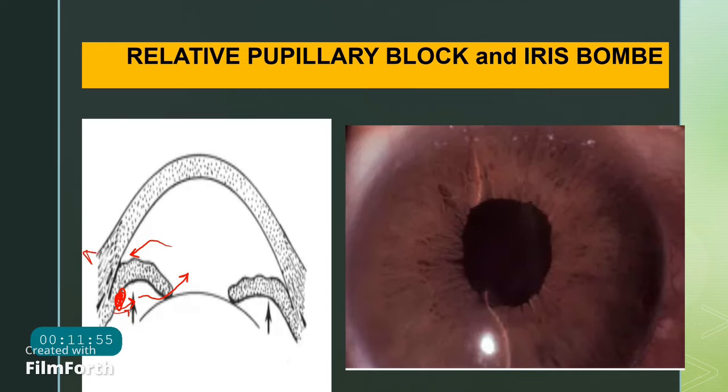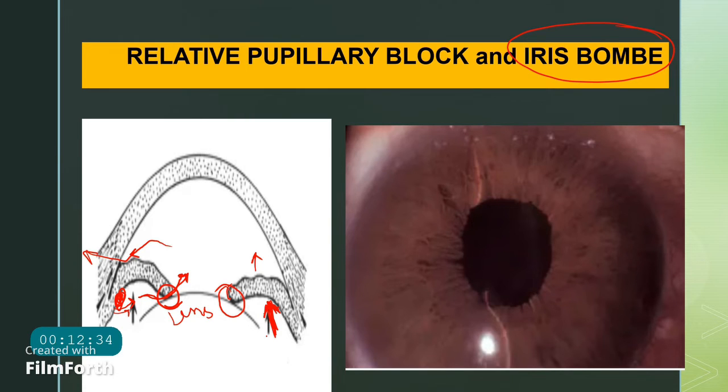Okay. However, what might happen sometimes is that there will be an abnormal connection which will develop between the iris and the lens. Now because of this abnormal connection between the iris and the lens, the aqueous which is trapped in the posterior chamber will not be able to flow anteriorly into the anterior chamber. So what happens? The aqueous is getting built up in this posterior chamber, and because of that the iris is getting pushed forward, taking a convex configuration, and that convex configuration is called the iris bombe, and this condition is called the relative pupillary block.